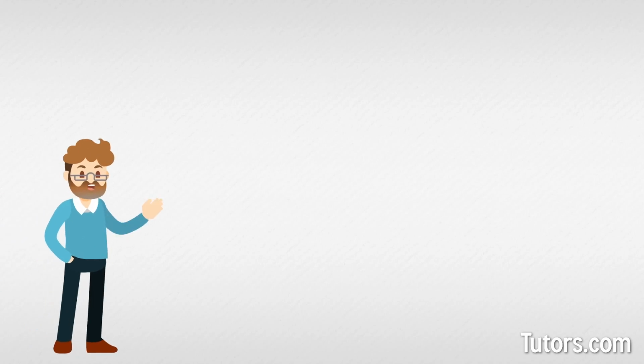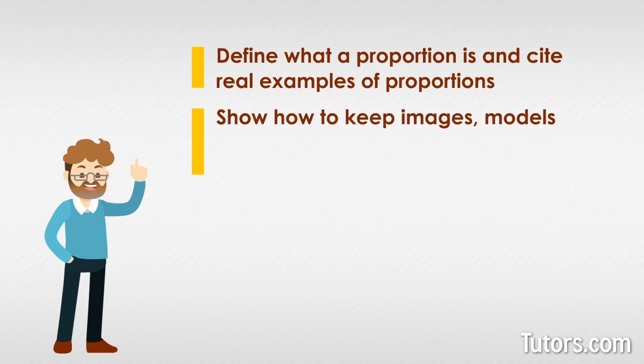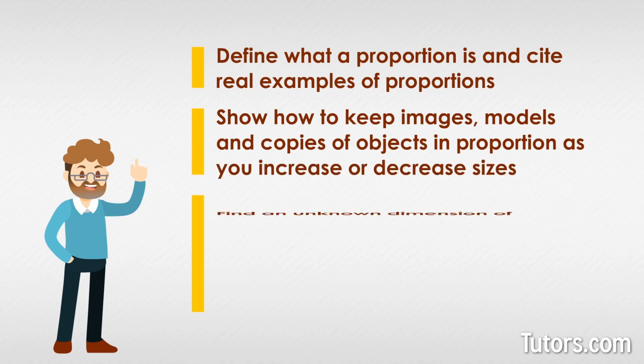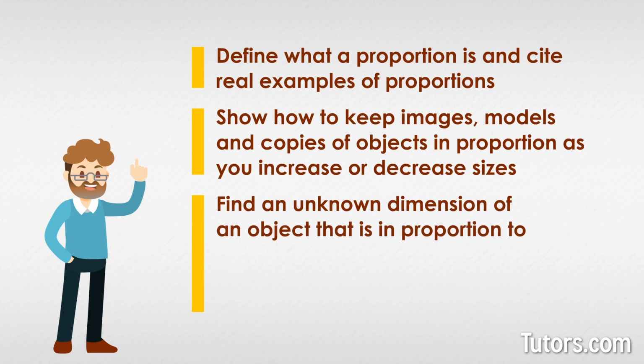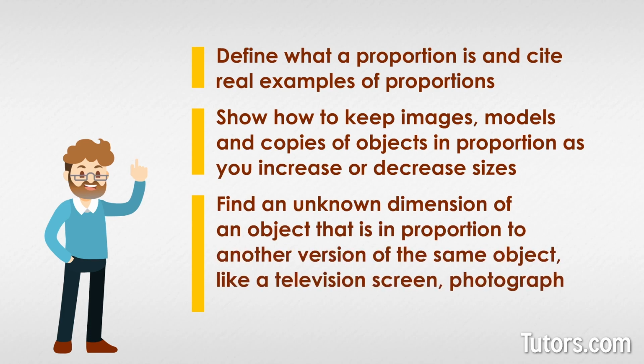You work with proportions when making images larger and smaller, finding unknown lengths of objects, cooking, and making scale models. This video lesson will teach you to define what a proportion is and cite real examples of proportions. Show how to keep images, models, and copies of objects in proportion as you increase or decrease sizes. Find an unknown dimension of an object that is in proportion to another version of the same object, like a television screen, photograph, or scale model.